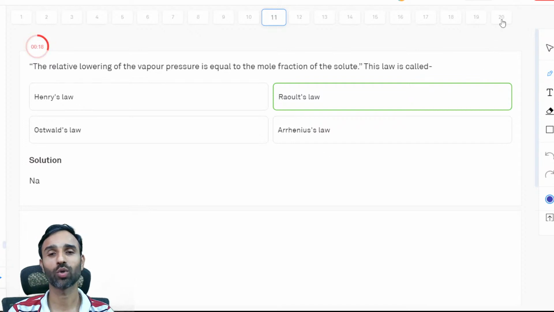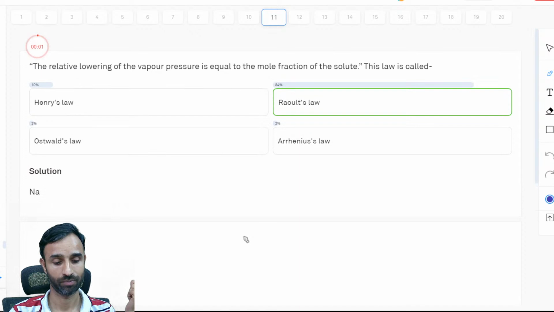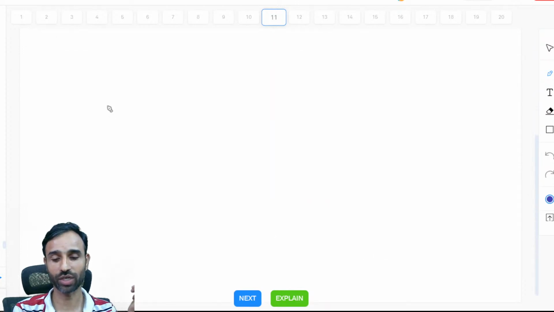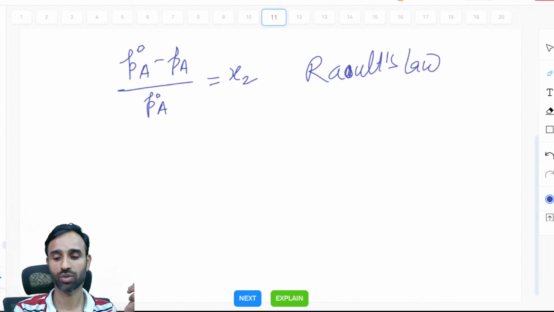Beta, there are a total of 20 questions. This is question 11. So this is obviously Raoult's law. Relative lowering of vapor pressure, P naught A minus PA over P naught A, equal to mole fraction of the solute. That is an application of Raoult's law.